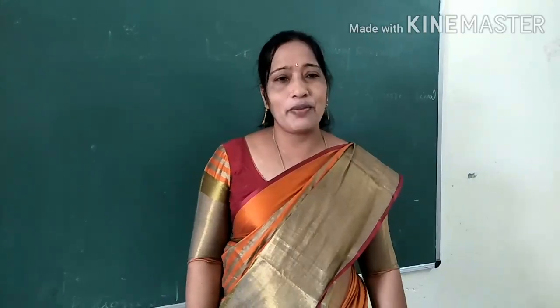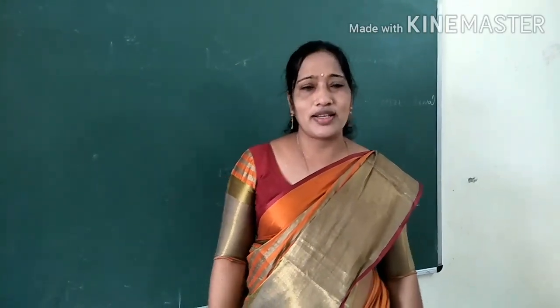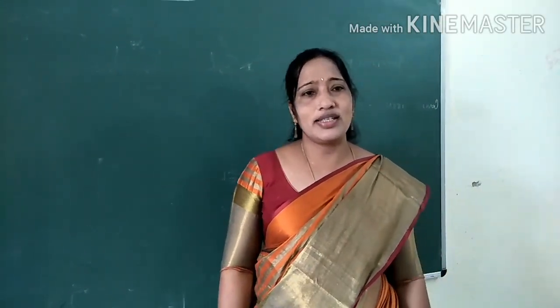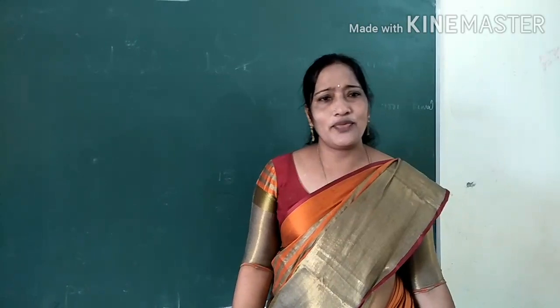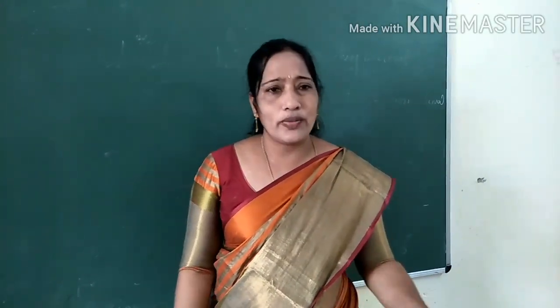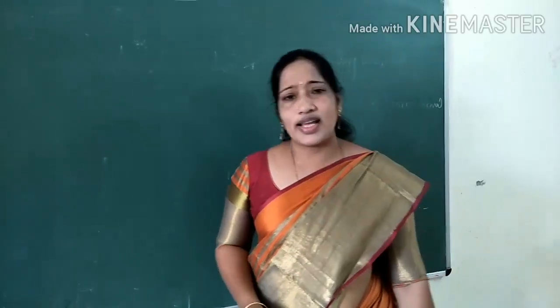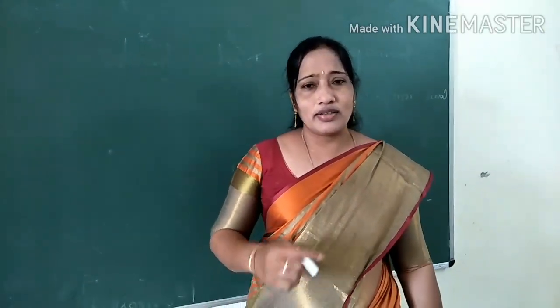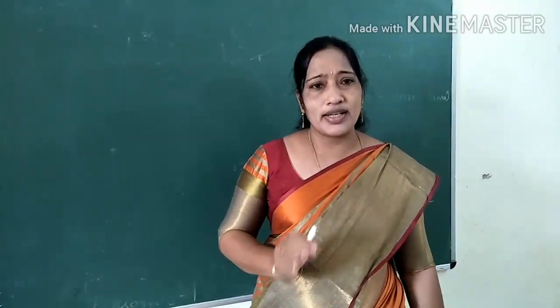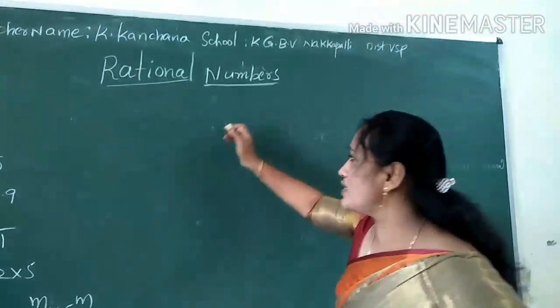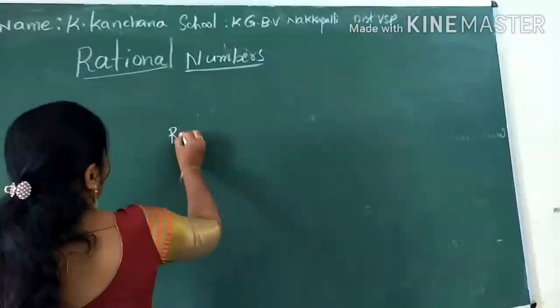Today we are discussing rational numbers. In previous classes we already learned some rational numbers, but today some more. What are rational numbers? Nothing but fractions, with a numerator and a denominator, which is division. Rational numbers divide into two parts: terminating decimals and non-terminating decimals.